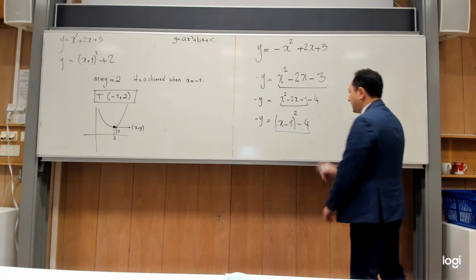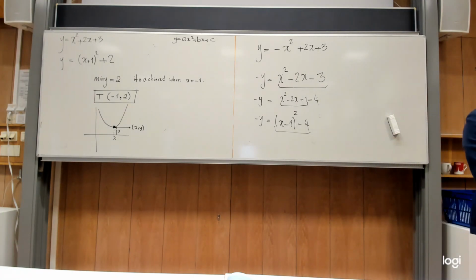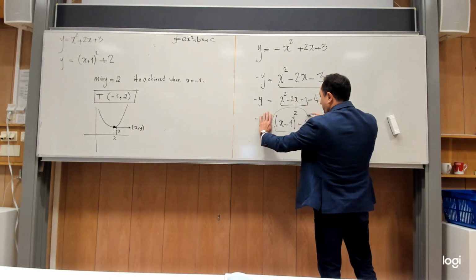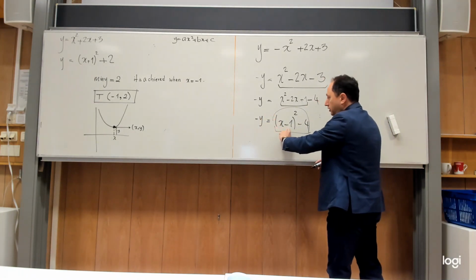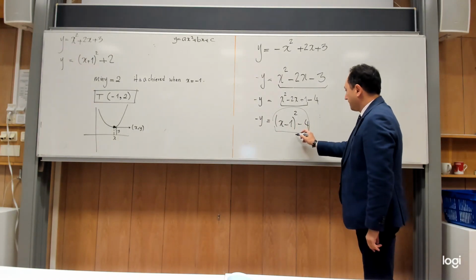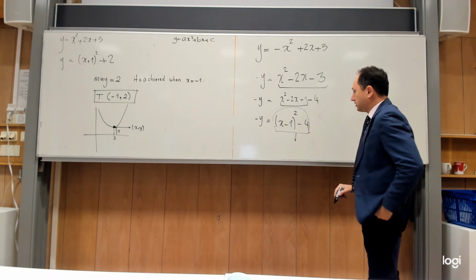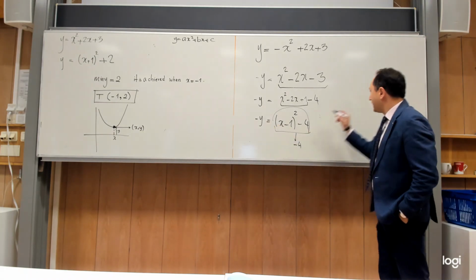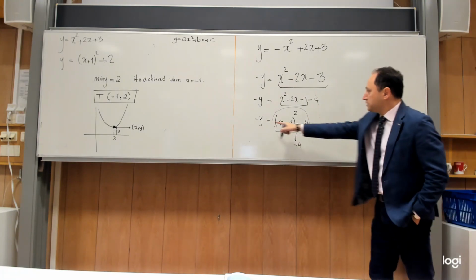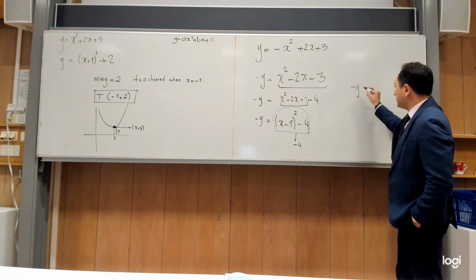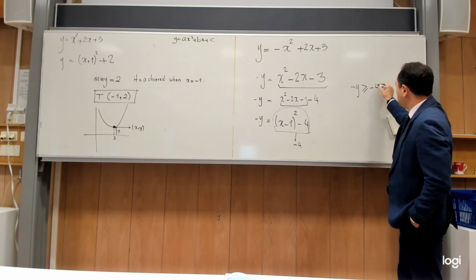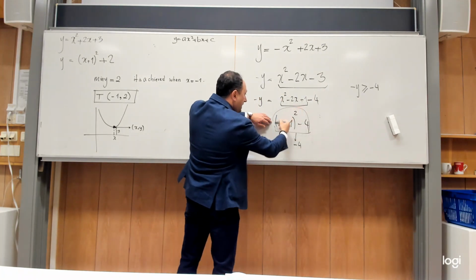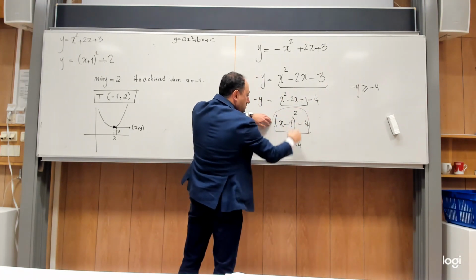Do you think this expression has a minimum or a maximum? Minimum. I'm just asking about this expression. This has a minimum. So what is the minimum of this expression? The minimum is minus 4. What does it mean? It means that this expression, which is minus y, is greater than or equal to minus 4. Because you just told me that the minimum of this expression is minus 4.